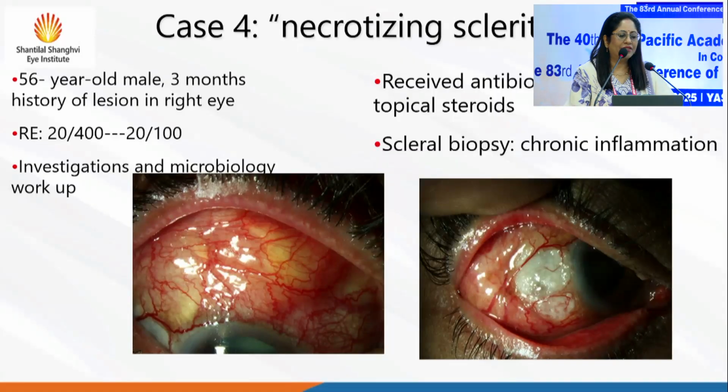A 56-year-old man, 3 months history, and drop in vision comes to us, and already came with investigations as well as microbiology workup, because there were these nodules which looked yellowish and more than one. So the top diagnosis was infectious scleritis for this patient, and one of the nodules also underwent biopsy, from which no organisms came. And we thought that this bare area is where partly the biopsy was done. And the patient had been receiving antibiotics as well as oral steroids, and there was no improvement.